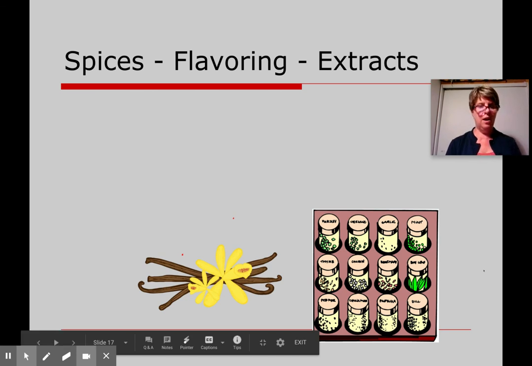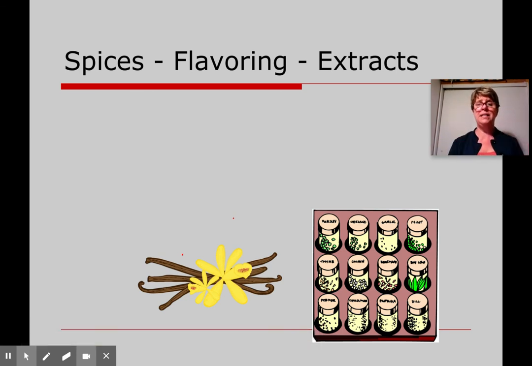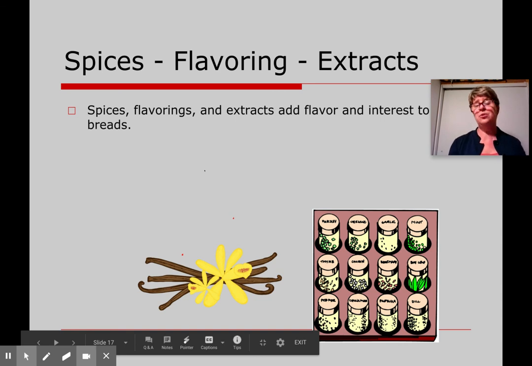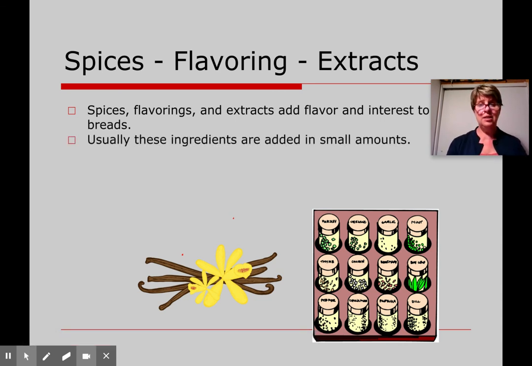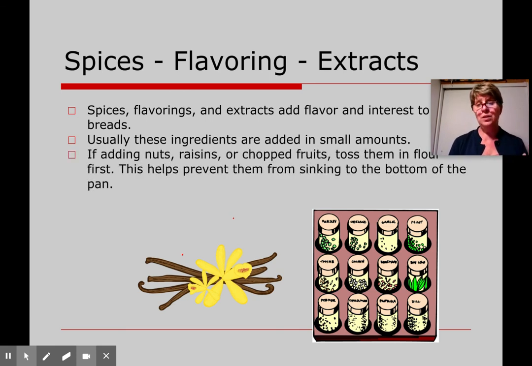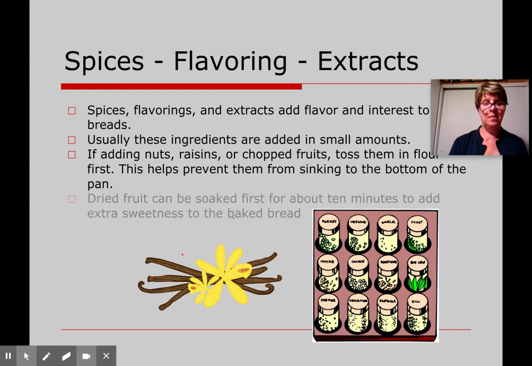All right, we're going to end off with what the ingredients do with spices, flavorings, and extracts like vanilla, or these spices and herbs; parsley is an herb and cinnamon is a spice. And they add flavor and interest to your breads. Okay, these ingredients are added in small amounts. If adding nuts, raisins, or chopped fruit, toss them in flour first. This helps prevent them from sinking to the bottom of the pan. Good to know. Dried fruit can be soaked first for about 10 minutes to add extra sweetness to the baked bread.